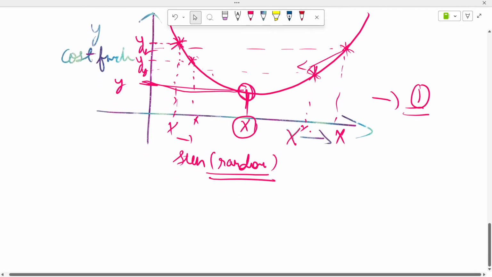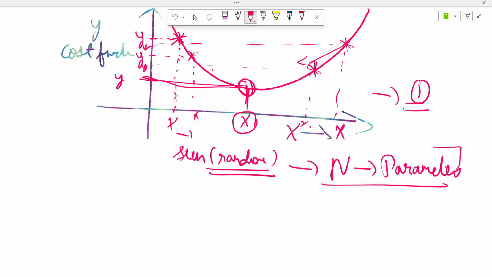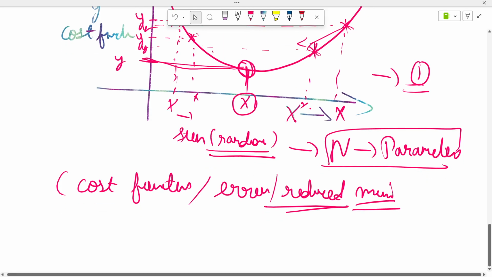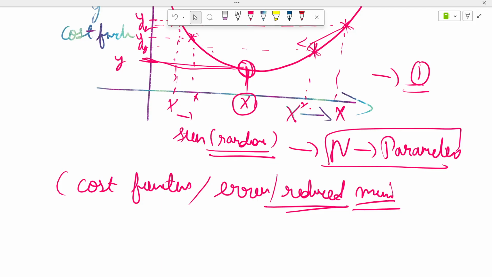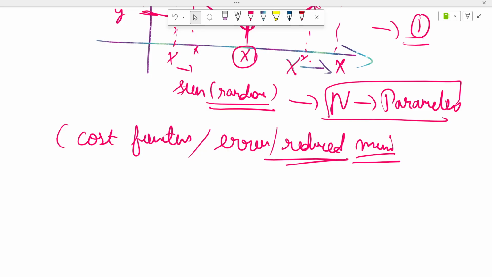Now if I say there are n variables, n parameters, you need to figure out such values of the n parameters that overall your cost function or your error is reduced or minimum. It can be 100% reduced, your error is zero. Then your model is perfectly fine for your data, and you can test on the test set. And if it works on the test set also, then you can say that it generalizes.